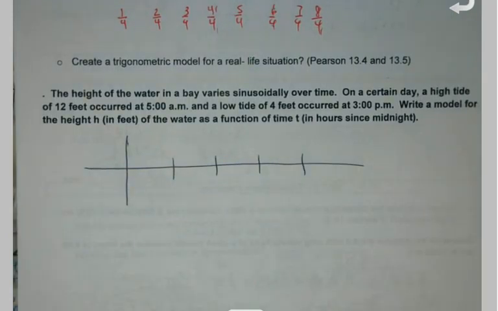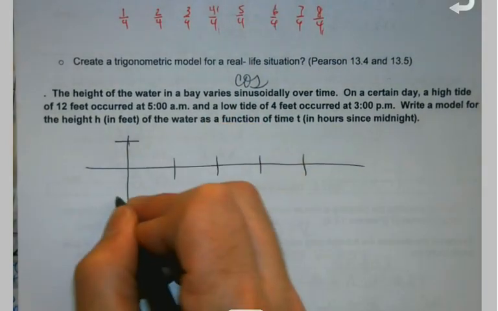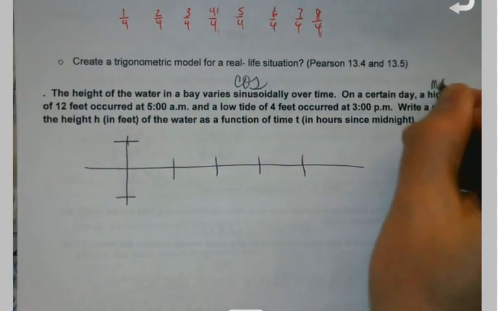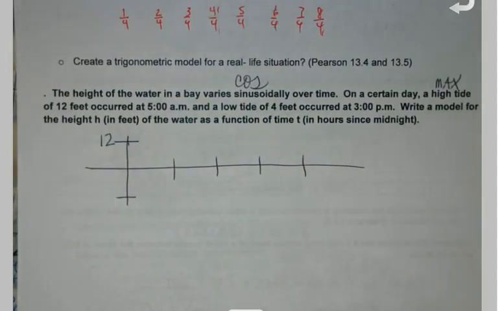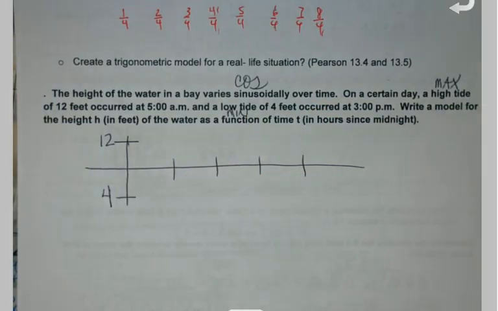Okay, it's going to look just like the graphs we always do. So let's see what I know. Okay, these are going to be cosine functions. I'm just going to tell you right now, so you're not going to have to think about that. Okay, always going to be cosine. So that's a nice thing to know. Okay, on a certain day, the high tide, the max value of 12 occurred at 5 a.m. and a low tide, a min of 4 feet, you're like, wait, 4 isn't negative, just work with me, occurred at 3 p.m. It's still not time to go. Write a model for the height.